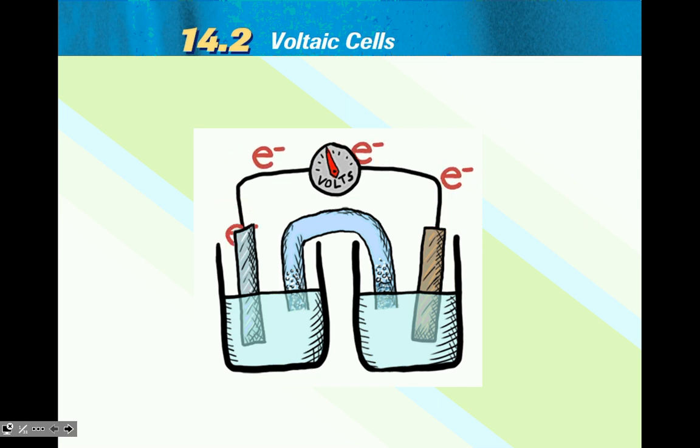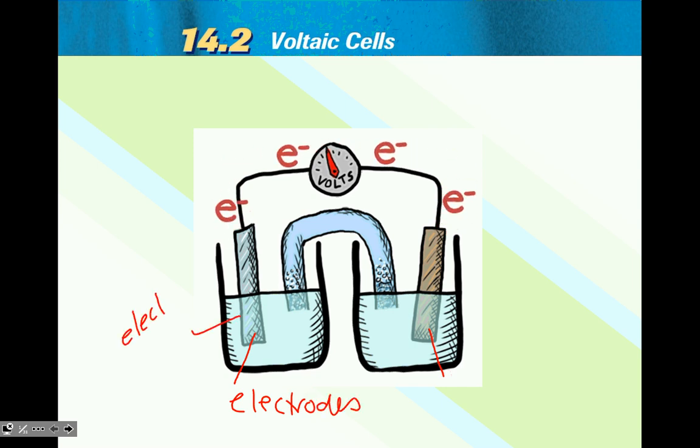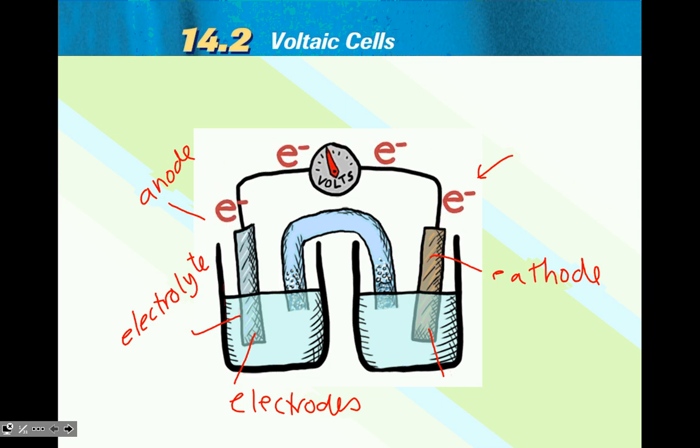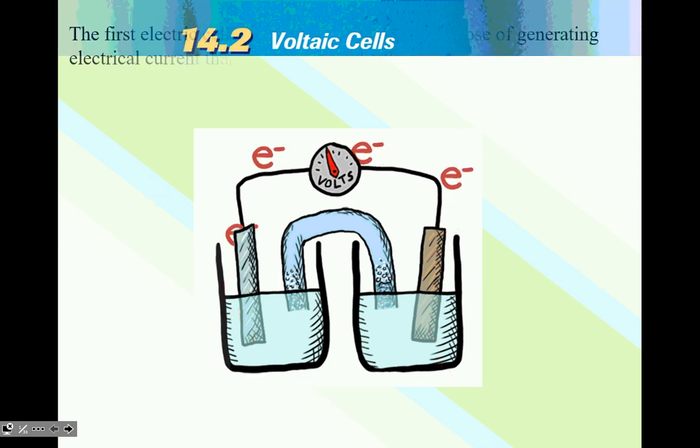As you can see here, a voltaic cell, from what you've known before, has two different electrodes, an electrolyte, and a movement of electrons. You also know that electrons move from the anode to the cathode. And here's your movement of electrons. What we're going to work on today is looking at why it moves from the anode to the cathode. What is going on in order for that to happen?